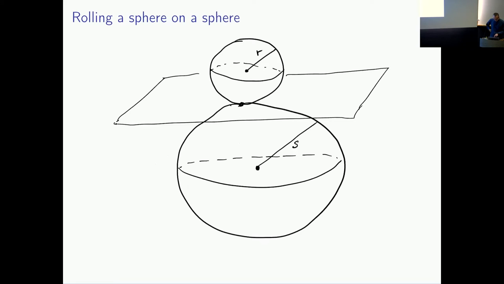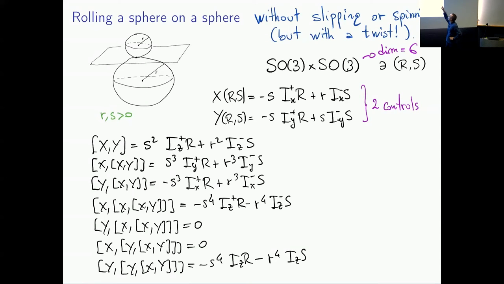Let's see, a slightly more complicated example is when I want to roll, forget about the plane, a ball, a sphere over another sphere. So the rule is always the same: without slipping and twisting. And I drew this plane just to suggest that if you want to get the equations here, you can go back to the previous example, because you have two balls, both rolling on a plane, and their rolling is linked to each other. Anyway, we focus on the two balls, so the phase space in this case is SO3 times SO3, so all rotations of one and all rotations of the other.